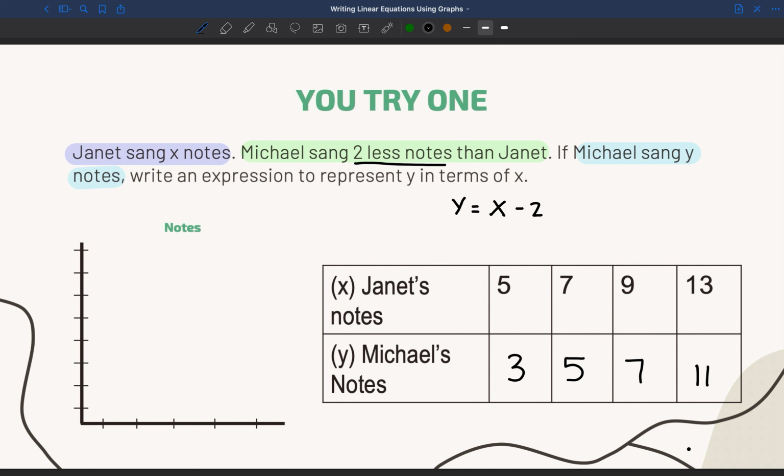Now looking at our table, we are going to use our chart to plot. And remember, whenever we're working with linear equations and plotting on a graph, the x-axis is used for the independent variable, which was x. And the y-axis we always represent as our dependent variable, which was y.